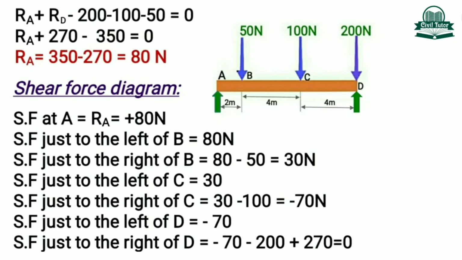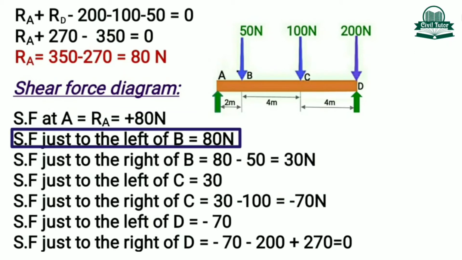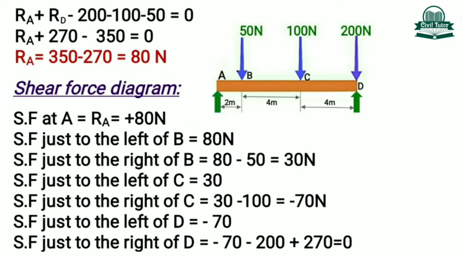Now, shear force at point A will be equal to summation of all the forces acting either to the right or to the left of point A. For convenience, we will consider the left portion of point A. So we have only support reaction RA which is acting upwards. So shear force at point A will be equal to plus 80 Newton. Now shear force just to the left of point B will also be equal to plus 80 Newton since there is not any other load except plus 80 Newton to the left of point B.